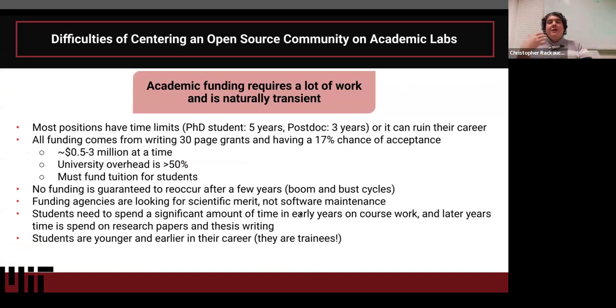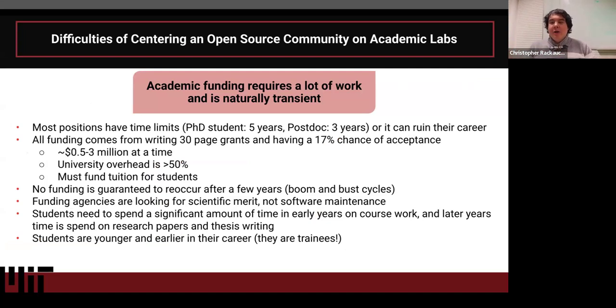And so one of the difficulties with centering an open source organization and a community on academic labs is the fact that academic funding requires a lot of work and is naturally transient, right? Most of the positions have time limits. In fact, if you keep a PhD student for more than 7 years, you've ruined their career.